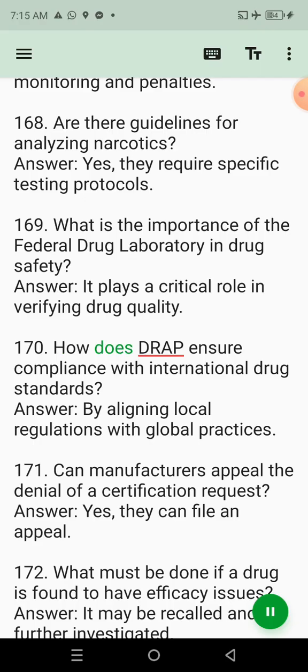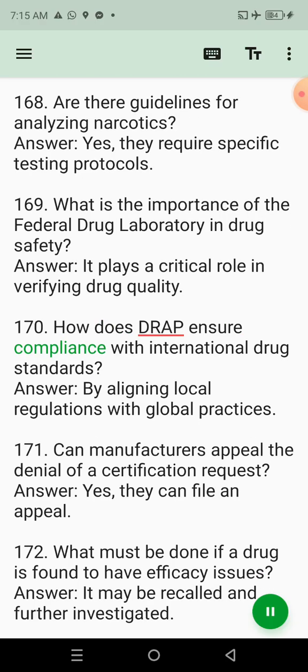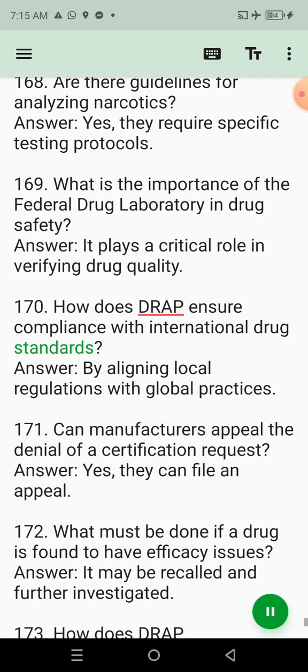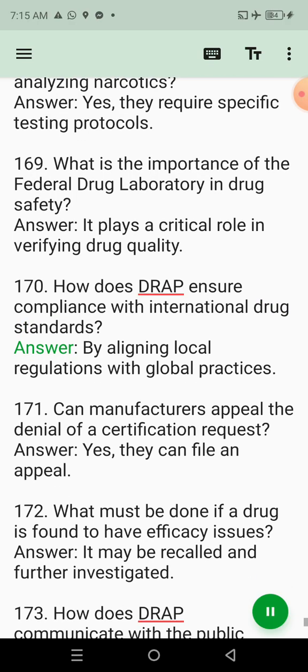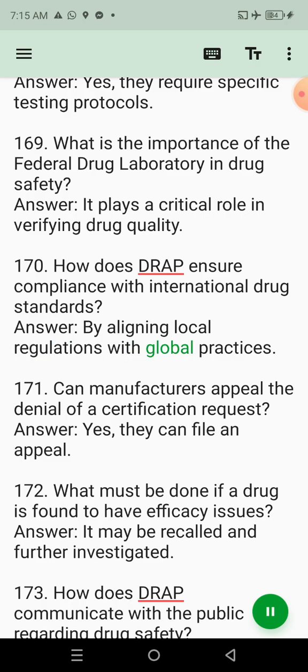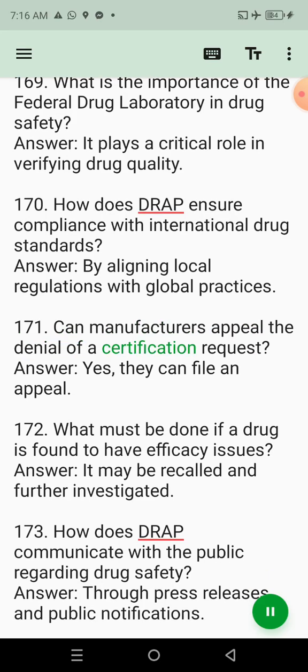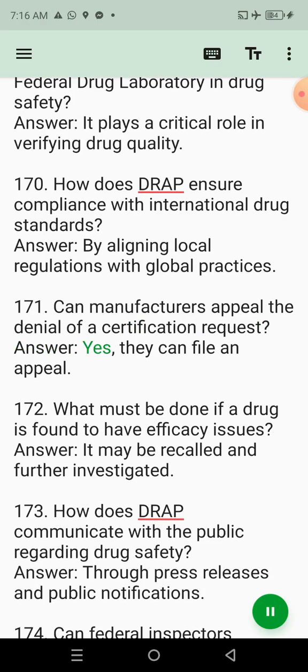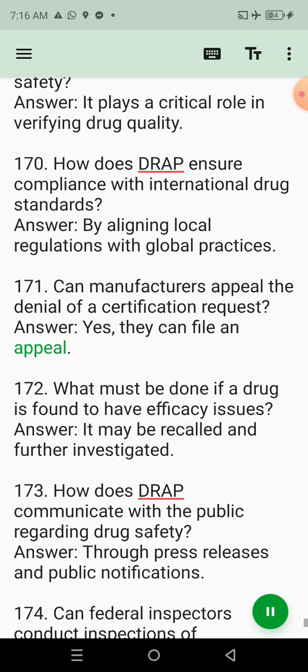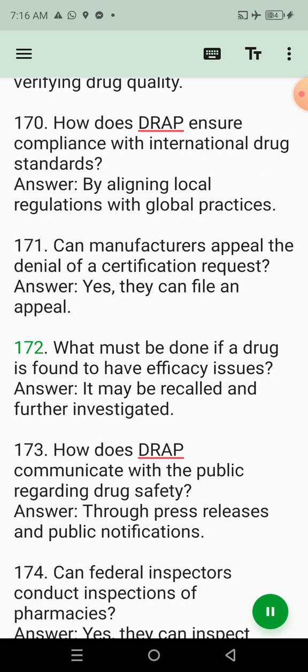170. How does DRAP ensure compliance with international drug standards? Answer. By aligning local regulations with global practices. 171. Can manufacturers appeal the denial of a certification request? Answer. Yes, they can file an appeal.